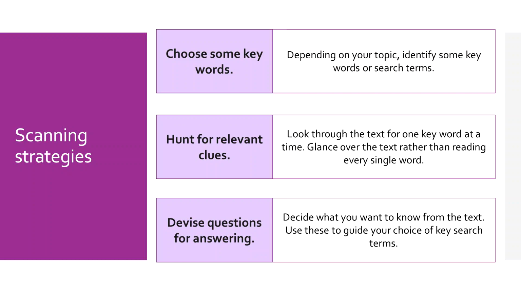The last one, devise questions for answering. Decide what you want to know from the text. Use these to guide your choice of key search terms. And together, these strategies, along with questions, will aid you in being an active reader when reading research papers.